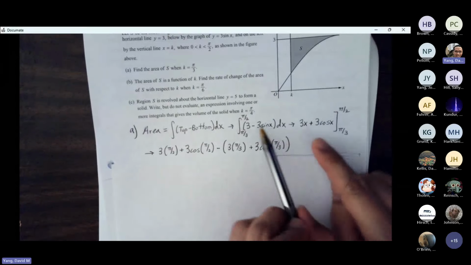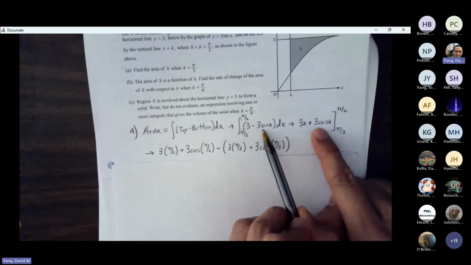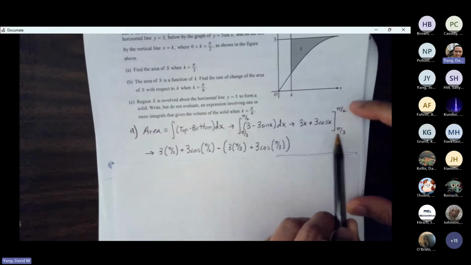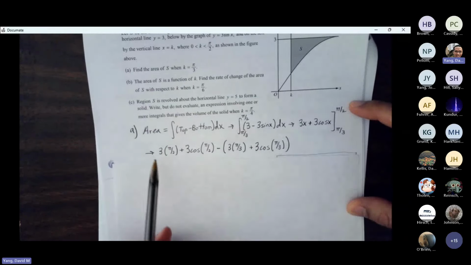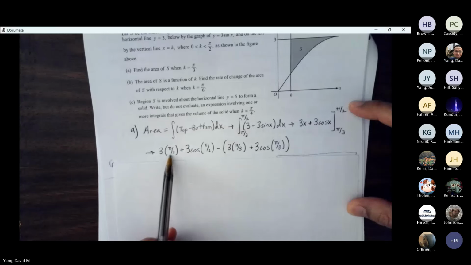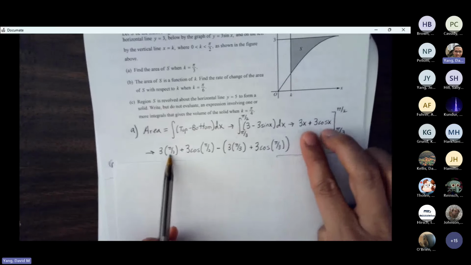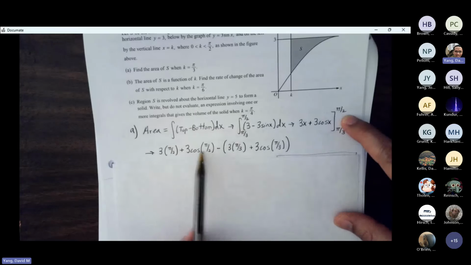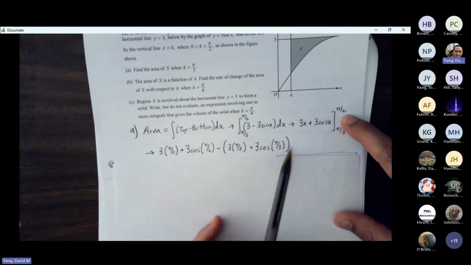So we get the antiderivative: 3 becomes 3x. Negative 3 sine x becomes positive 3 cosine x. We can plug in our upper and lower bound. Upper bound first: pi over 2 for all the x's. So 3 times pi over 2 plus 3 cosine of pi over 2, minus big parentheses.